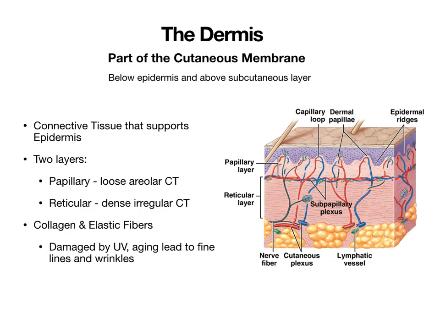Okay, so now we're going to move on to the dermis, which is the layer underneath the epidermis. It is a connective tissue that supports the epidermis. It consists of two layers, the papillary and the reticular. The papillary is a loose areolar connective tissue, whereas the reticular is more of a dense irregular connective tissue. There are collagen and elastic fibers found in this layer as well. It can also be damaged by UV, and aging can lead to fine lines and wrinkles of this layer.